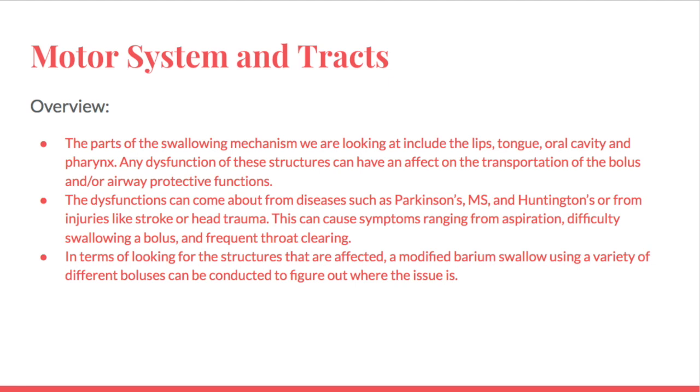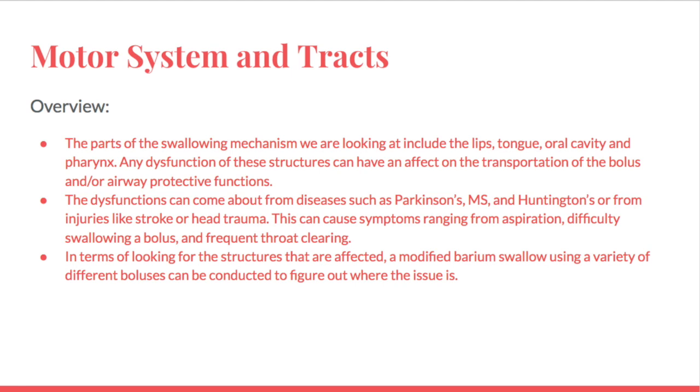The parts of the swallowing mechanism we are looking at include the lips, tongue, oral cavity, and pharynx. Any dysfunction of these structures can have an effect on the transportation of the bolus and/or the airway protective functions. Dysfunctions can come about from diseases such as Parkinson's, multiple sclerosis, and Huntington's disease, or they can occur from injuries like a stroke or head trauma. This can cause symptoms ranging from aspiration, difficulty swallowing, and frequent throat clearing.